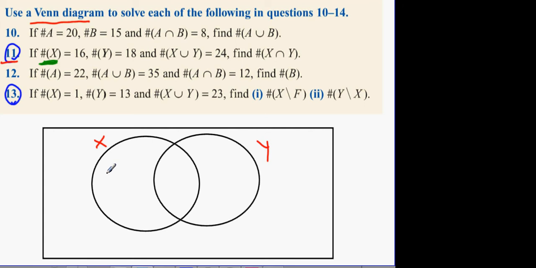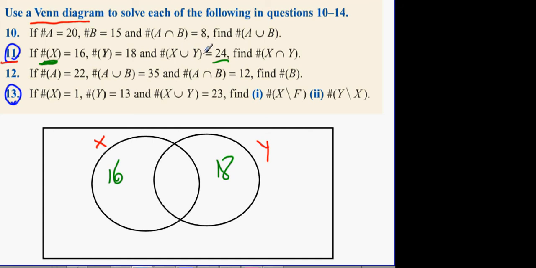We're told that there's 16 in here, so what do we do with the 16? Where did I put down 16? I'll ask somebody specifically. Harry, where should I put the 16? In X at the moment. Where should I put the 24? Or sorry, the 18? Y. What does the 24 mean? Cardinal number of X union Y is 24.